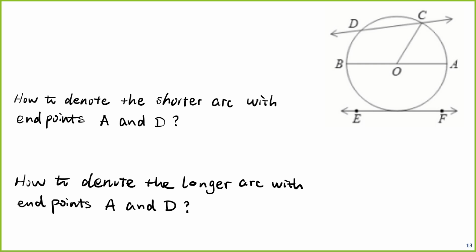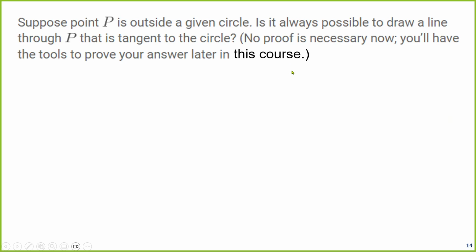Okay, this is very straightforward, right? So I'll give you the answer directly. So we can use this notation A, D, with a small arc on top of it to denote the shorter arc, and use letters A, B, D to denote the longer arc, right? Any questions? No? Okay, then consider another quick quiz.